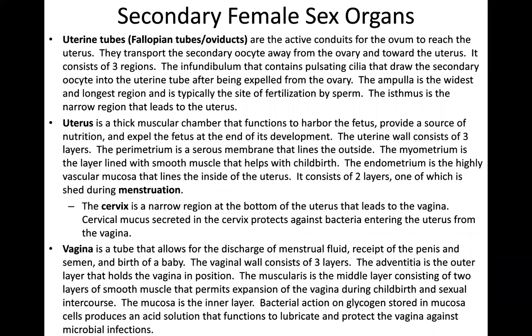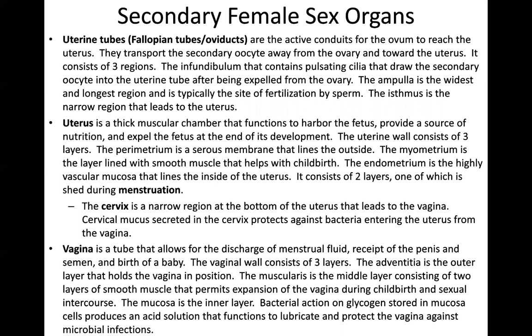Let's talk about the secondaries. I've already talked a lot about these first tubes or ducts, whatever you want to call them: uterine tubes, fallopian tubes, oviducts. I dropped the word uterus a little bit ago. And then the vagina.